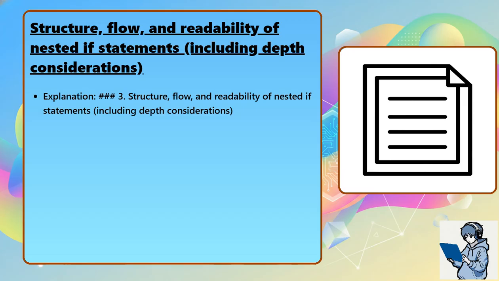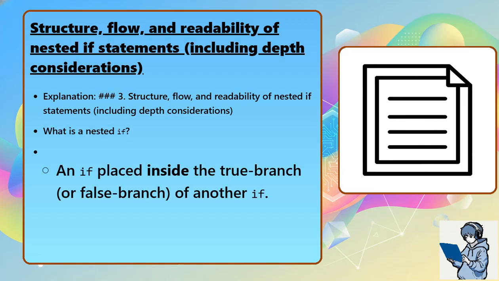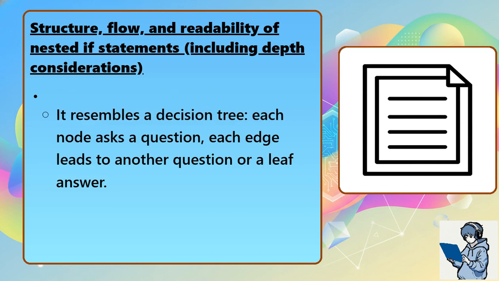Explanation 3. Structure, flow, and readability of nested if statements including depth considerations. What is a nested if? An if placed inside the true branch or false branch of another if. It resembles a decision tree. Each node asks a question, each edge leads to another question or a leaf answer.